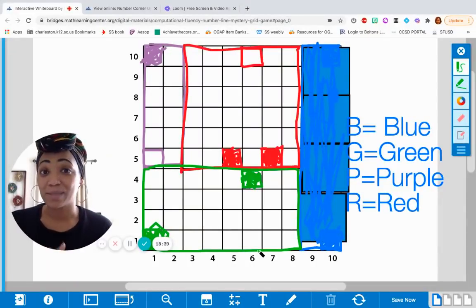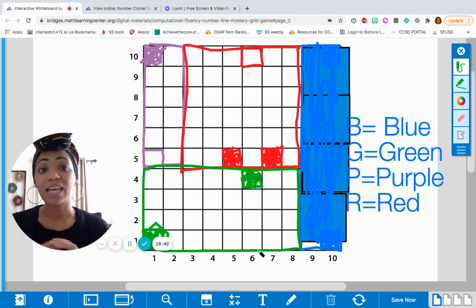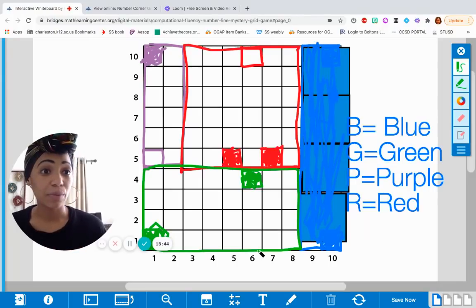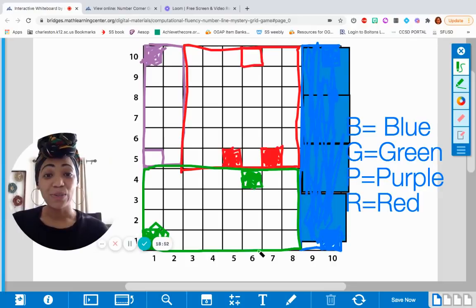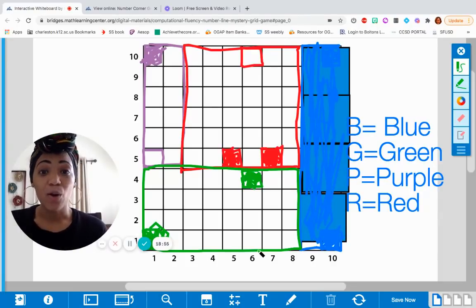So if you enjoyed it as much as I did, there is a second mystery grid there in your number corner journal that you can use to come up with your own mystery grid. And then maybe you can have a friend or a partner do exactly what we did to figure out what the dimensions could be for each of the colors. Remember, if you're doing that, they are all rectangles and they all fit perfectly together to make a total area of 100 square units.